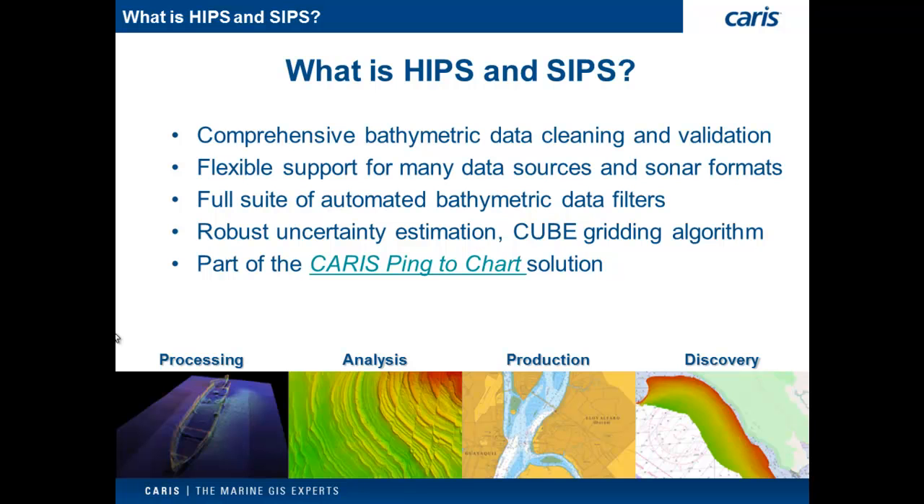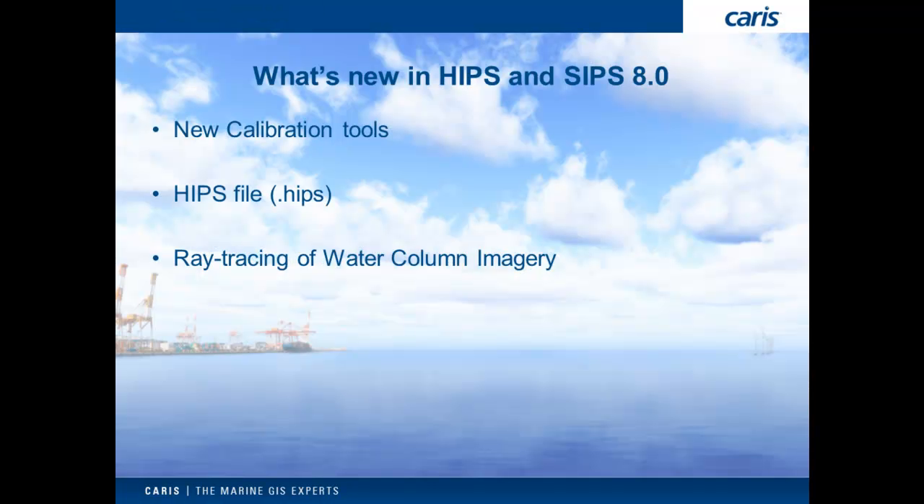We also integrate a robust total propagated uncertainty estimation directly into our workflow, which you can use to measure, evaluate the quality of, and even filter your entire data set quickly and easily. This can also be fed into the CUBE gridding algorithm, a cleaning tool provided by the University of New Hampshire, which has become quite popular in recent years. Hips and SIPS has been in use for more than 20 years now, and we've been pushing the boundaries in this part of the industry. Hips and SIPS is also an integral part of the larger CARIS ping-to-chart solution, which many of you are likely already familiar with.